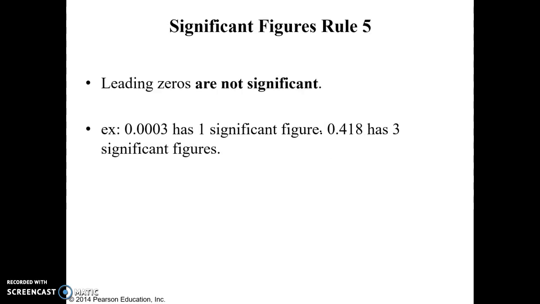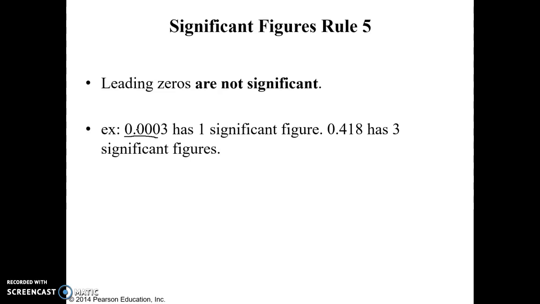And the fifth significant figure rule is that leading zeros are not significant. This one is kind of easy because it's always the case. It doesn't matter if there's a decimal point or not. Any zeros that come at the beginning of a number are not significant.